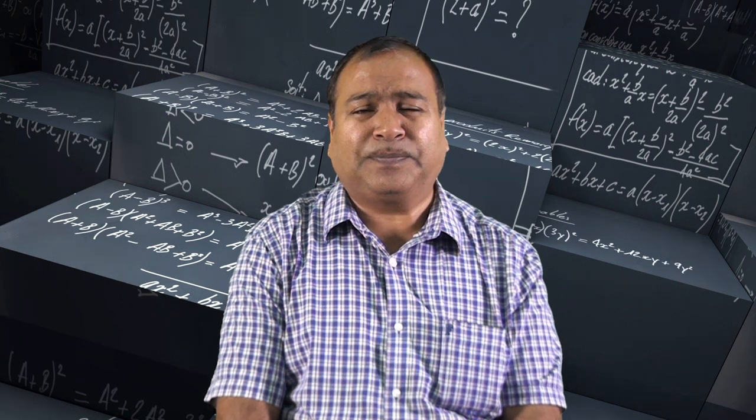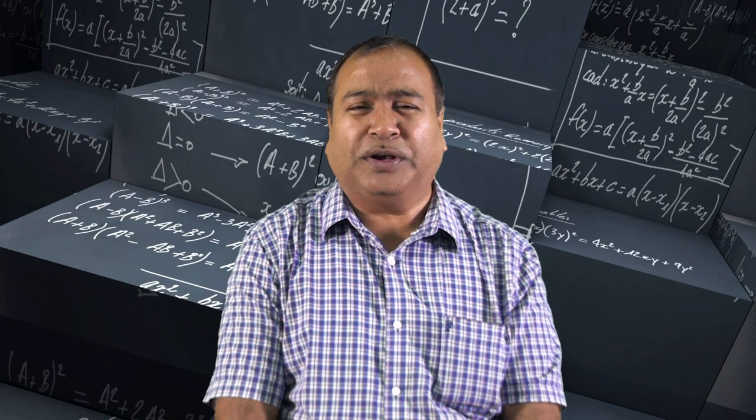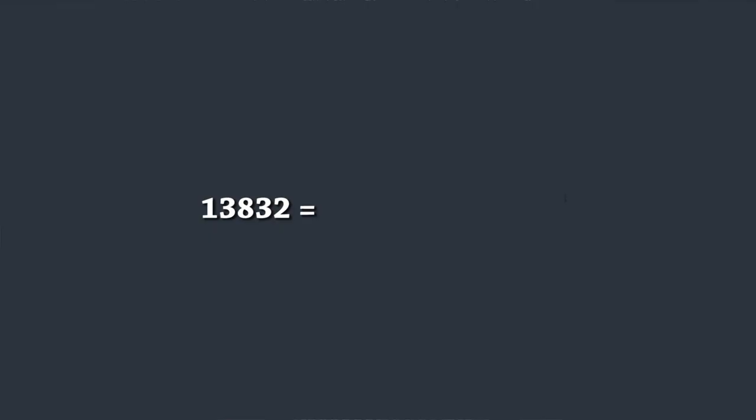For example, the next number is 4104, which can be written as 9 cube plus 15 cube, which is also equal to 2 cube plus 16 cube. One more example, 13,832 is equal to 18 cube plus 20 cube, which is also equal to 2 cube plus 24 cube.